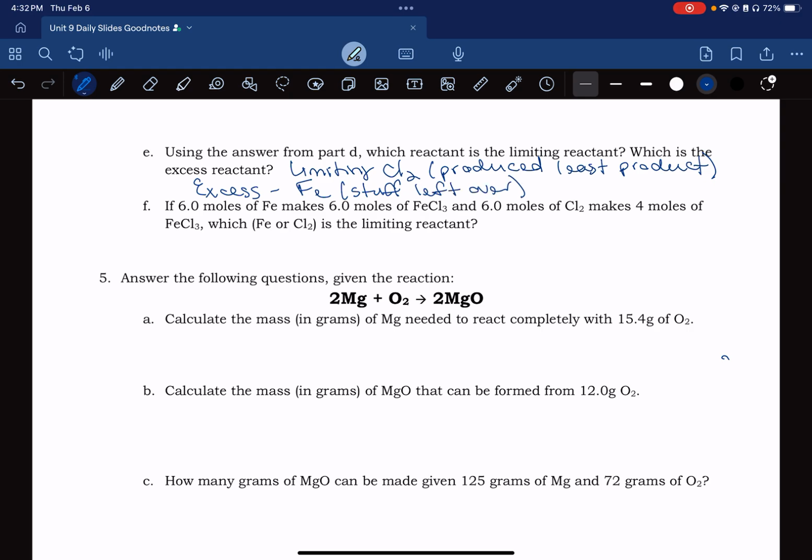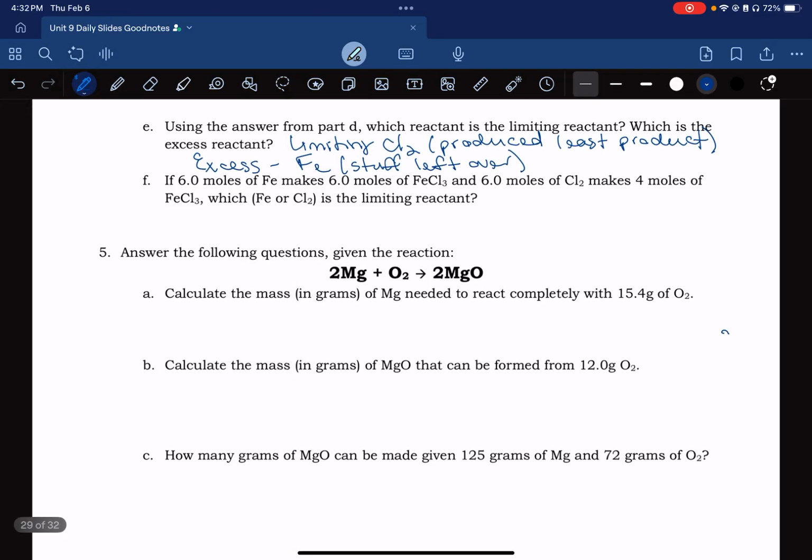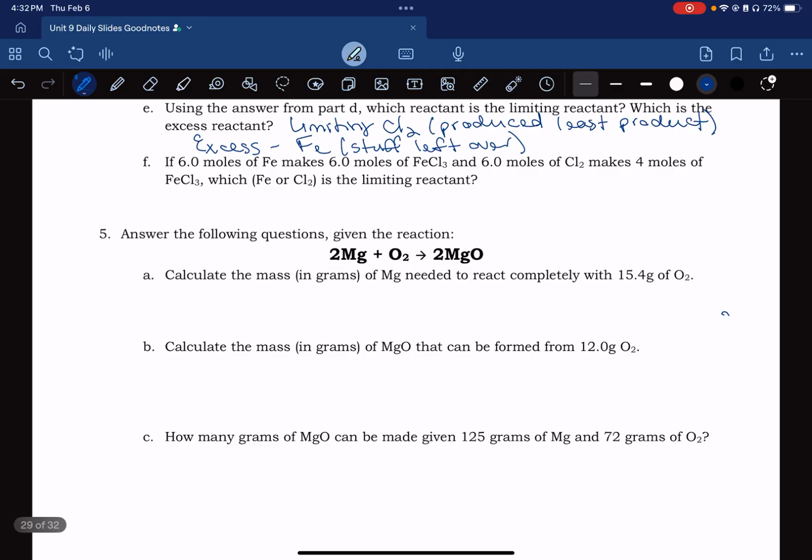All right, so if 6.0 moles of iron makes 6.0 moles of iron chloride, and 6.0 moles of diatomic chlorine makes 4 moles of iron chloride, which of these is going to be limiting, iron or diatomic chlorine? So let's look at this like this. When you see things like this and you're not sure what to do, start unpacking it. Okay, what I mean by that is start writing things down in a way that is more clear. So I'm going to just write down what's in this problem in a way that kind of makes more sense to me.